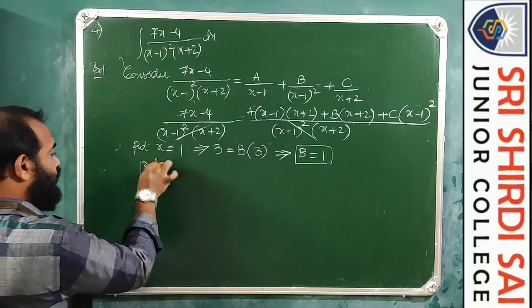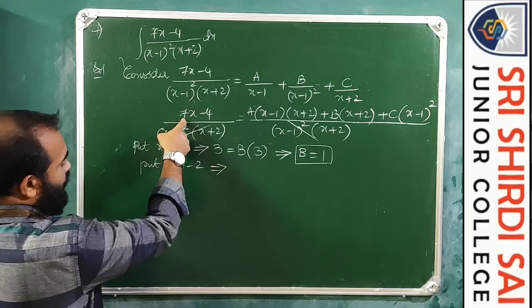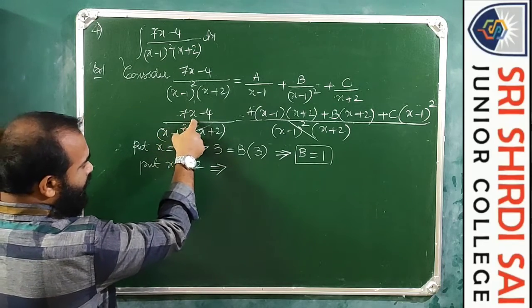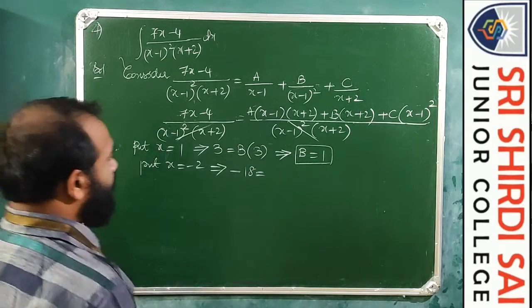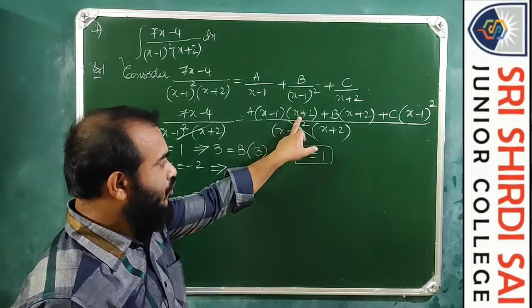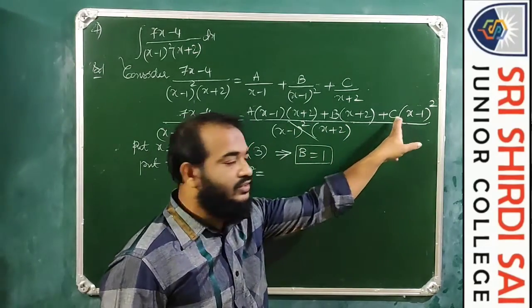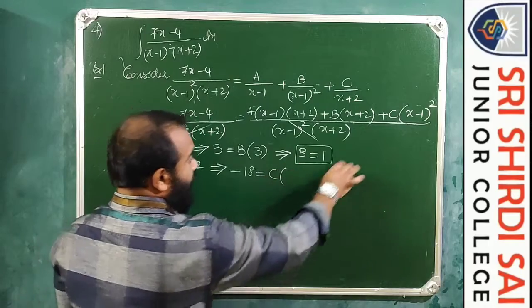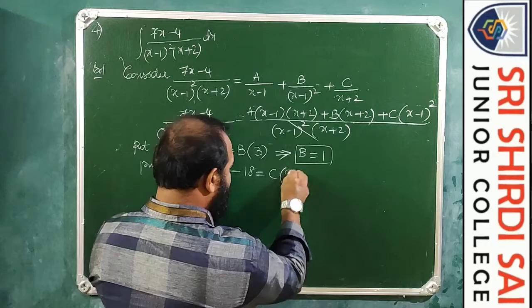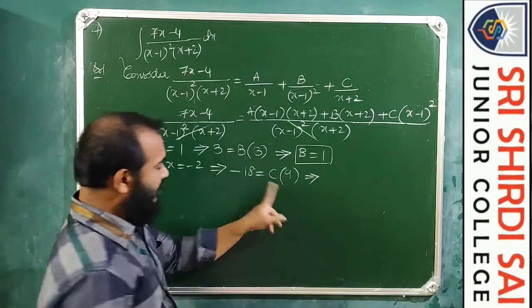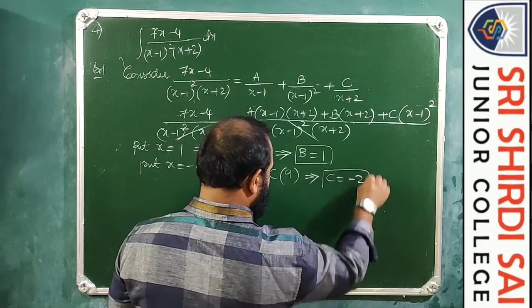Put x = -2 now. So 7 into -2 is -14, minus 4 is -18. When we substitute here, it will be 0, here also it will be 0. We are only left with the last term, C into (-2 - 1) which is -3, whole square is 9. So 9C = -18, C = -2.